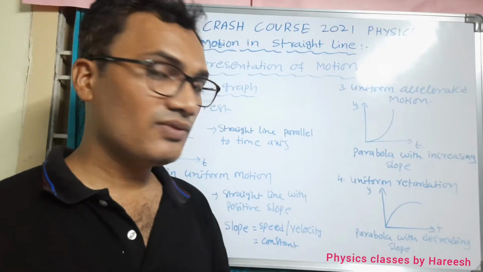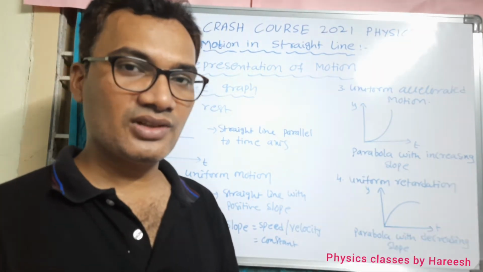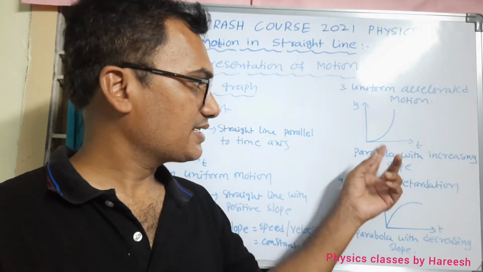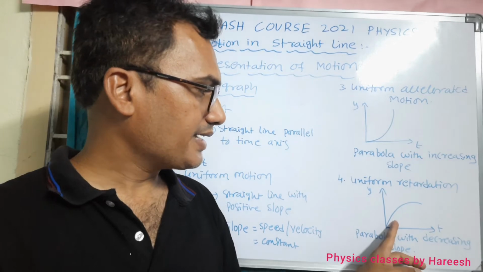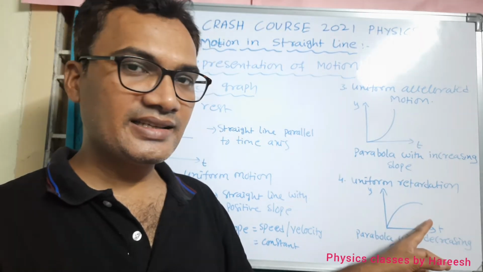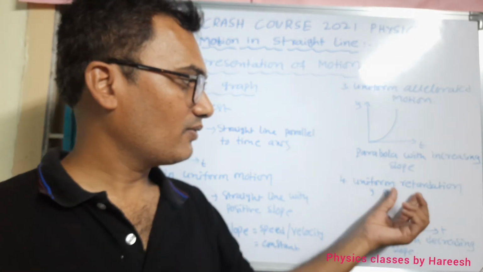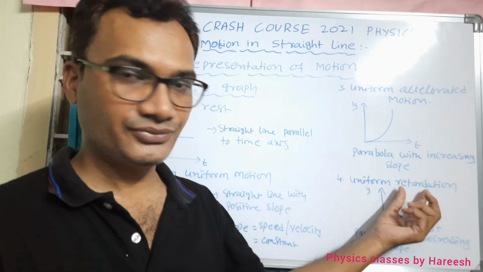And the next one is uniform retardation. Retardation means decreasing. So finally the object comes to rest. The rate of velocity, the slope, will decrease. In the previous case, as time increases, the slope also increases. Here, as time increases, the slope decreases. Finally at a particular time it becomes 0. When an object is coming to rest, that type of motion is retardation motion.